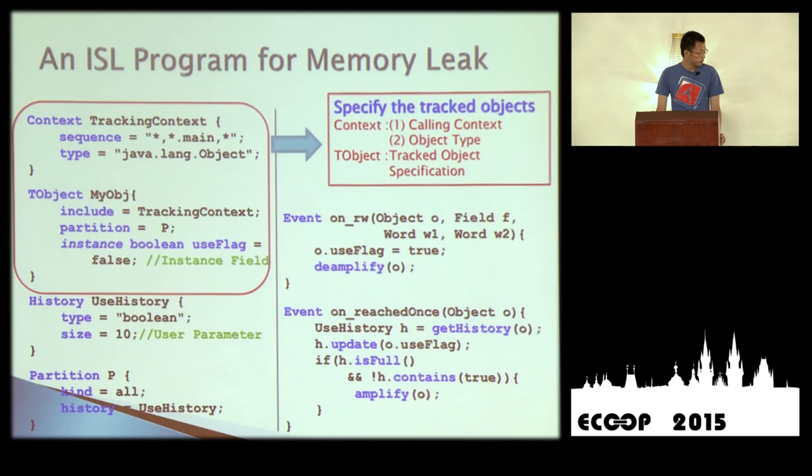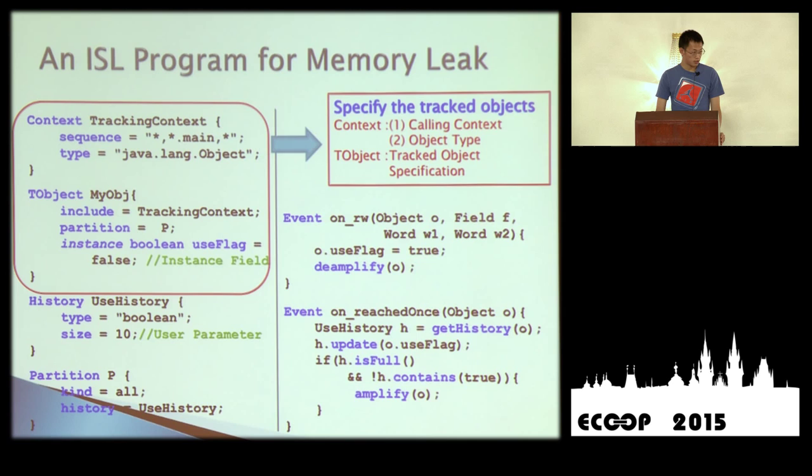So here we go. This is the program. It's reasonably simple. In the tracking context, we define the calling context and the object type. Then in T object, which means tracked object, we associate the tracked object with its corresponding calling context and object type, and also its corresponding heap partition instance. I will introduce what a heap partition instance is later.